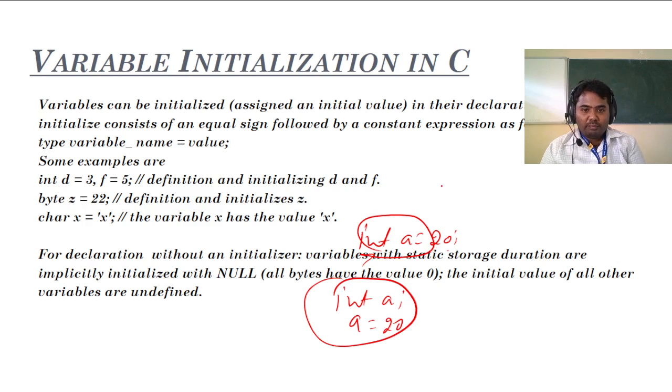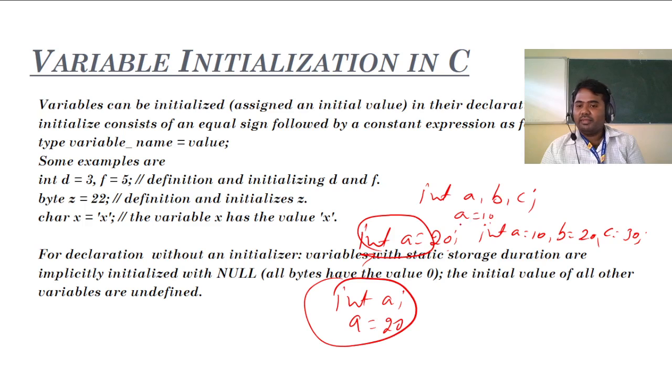Okay, and one more important thing is I can define multiple variables in a single line: A comma B comma C. I defined here 3 variables. I can initialize these 3 variables in separate lines, or I can do it in the same line also. Int A is equal to 10, comma B is equal to 20, comma C is equal to 30. This is also possible. Variables can be initialized in the same line, or in a different line also. Like this, I declared 3 variables A, B, C, but I'm initializing in separate lines, something like this.